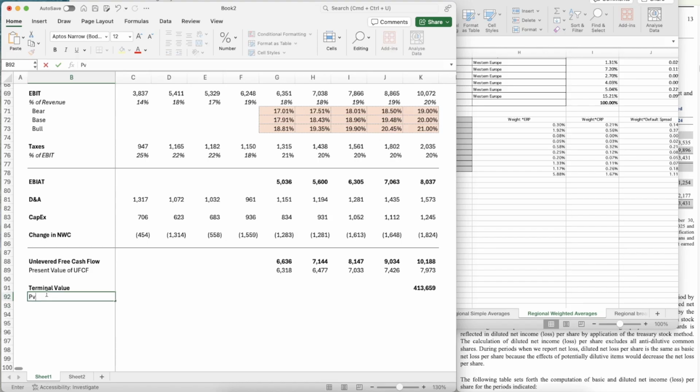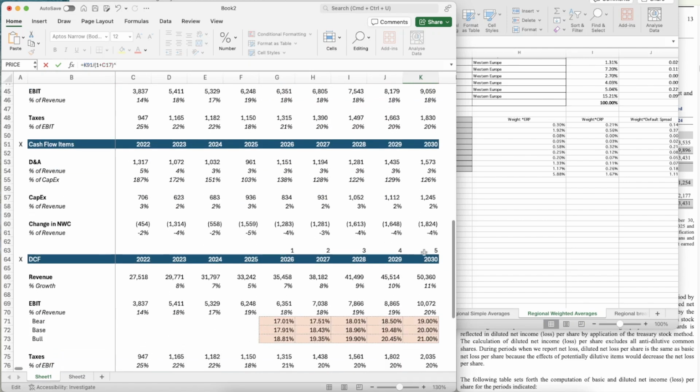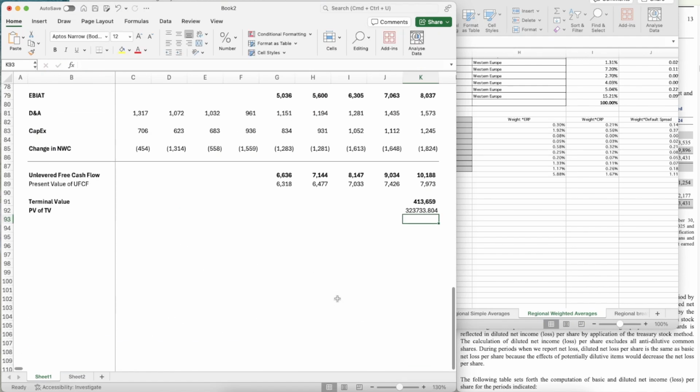Then we want the present value, the PV of TV. You take this number divided by 1 plus the WACC to the power 5. This is actually going to be really undervalued. This will be really undervalued.